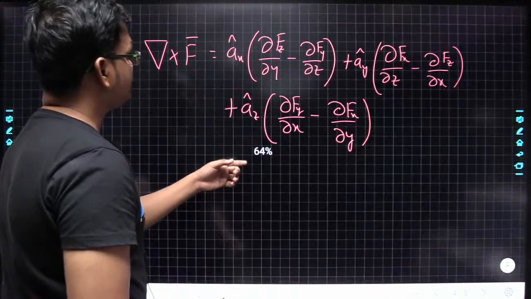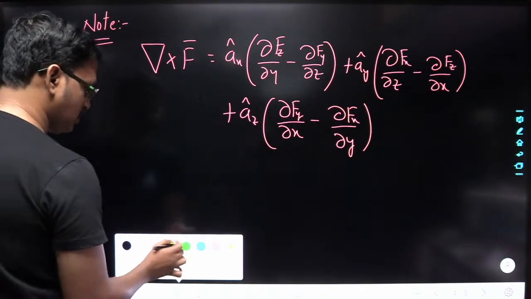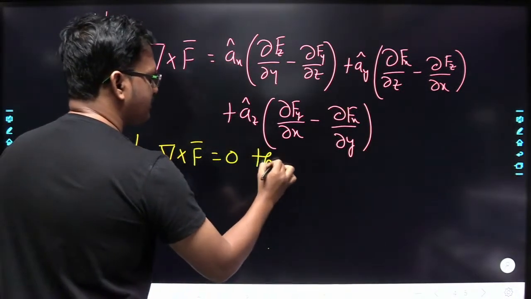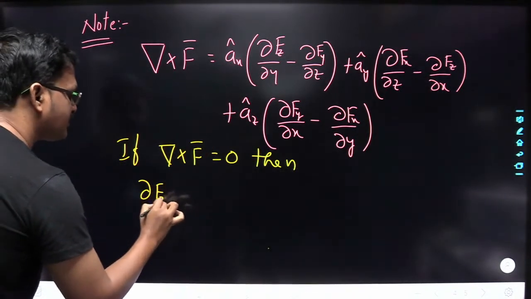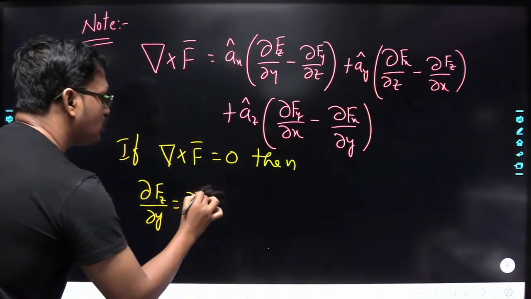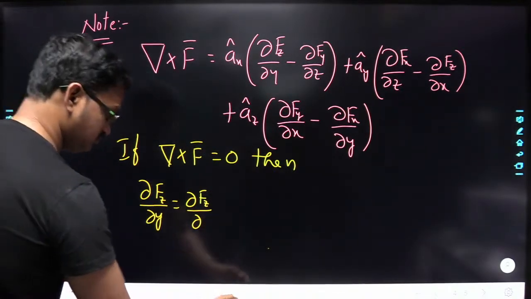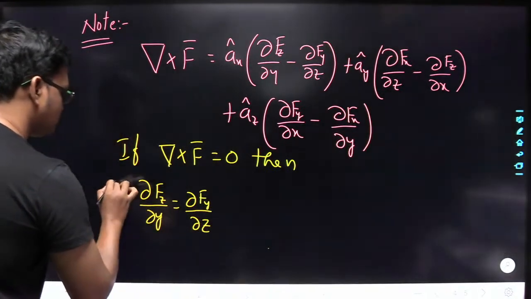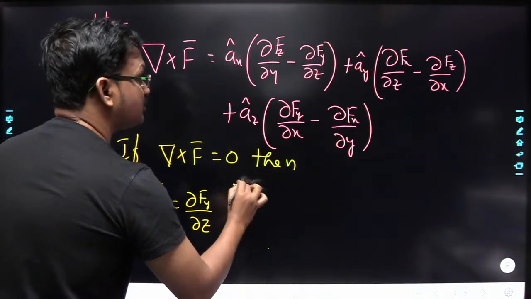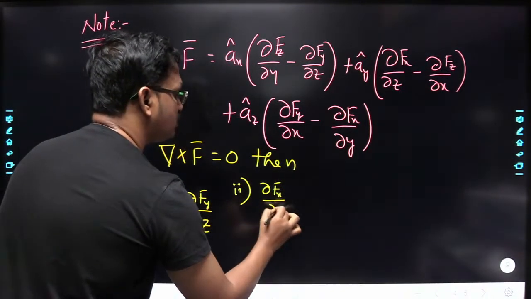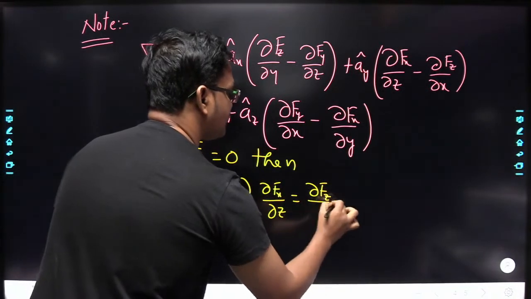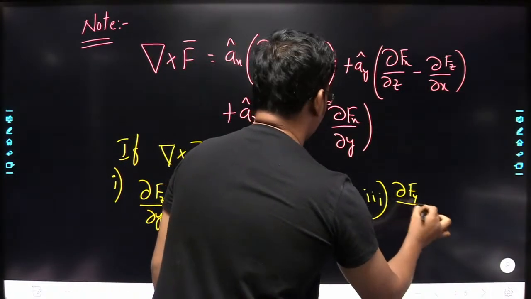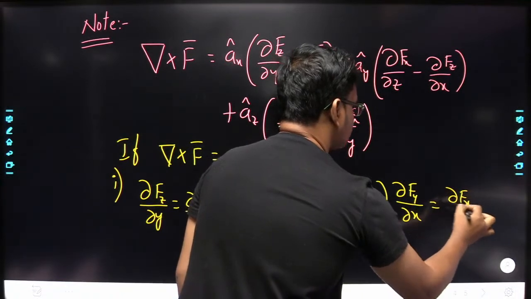Okay, so always remember, for curl of F bar equal to 0, what is the condition here? ∂Fz/∂y must be equal to ∂Fy/∂z. So this is the first condition. The second condition is ∂Fx/∂z must be equal to ∂Fz/∂x. And then the third condition is ∂Fy/∂x must be equal to ∂Fx/∂y.